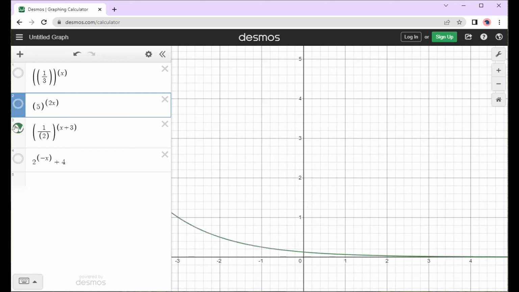Now we can also do some shifting. Maybe let me show you a very simple example.